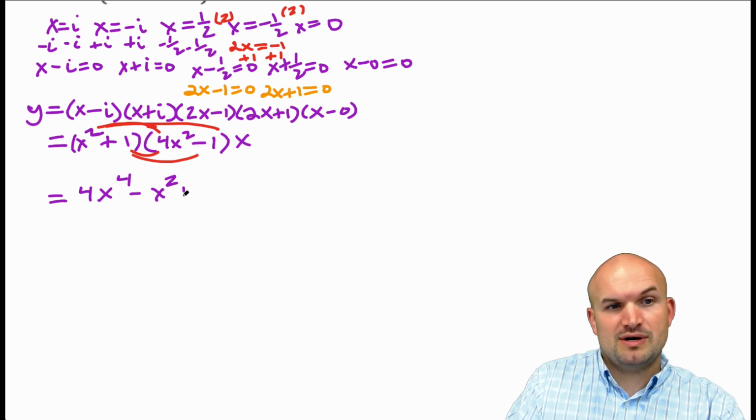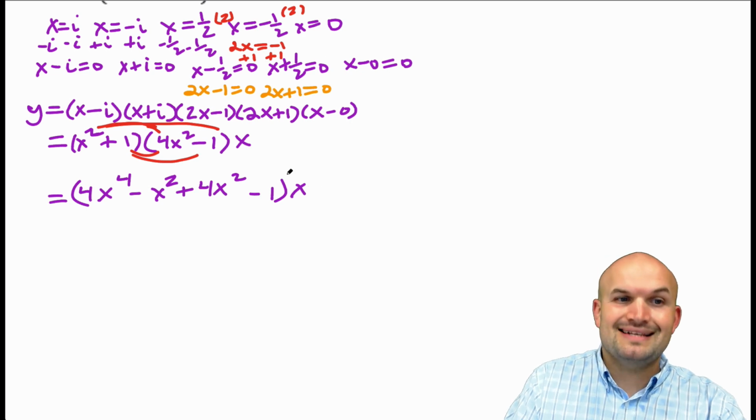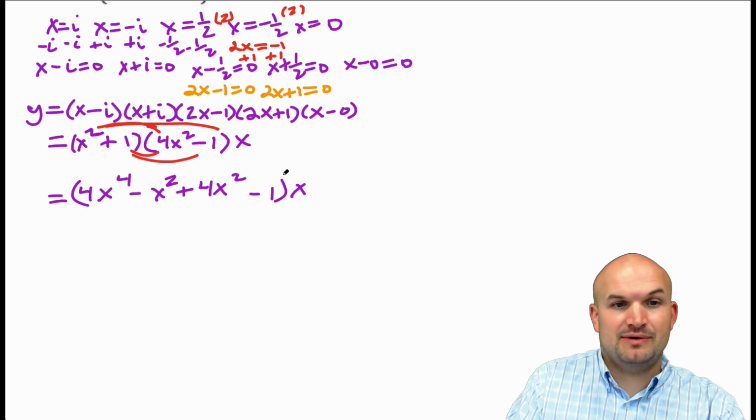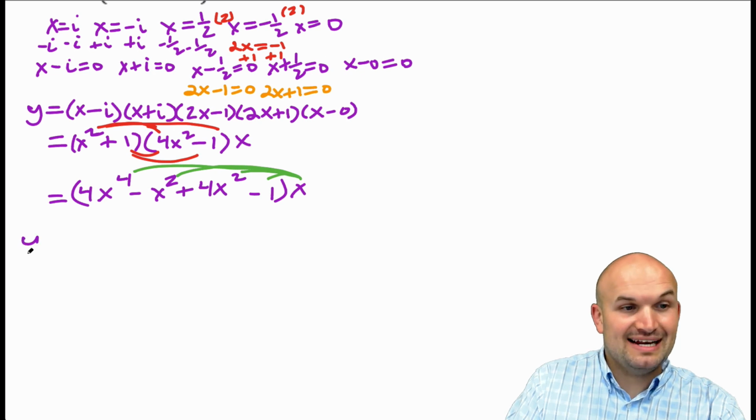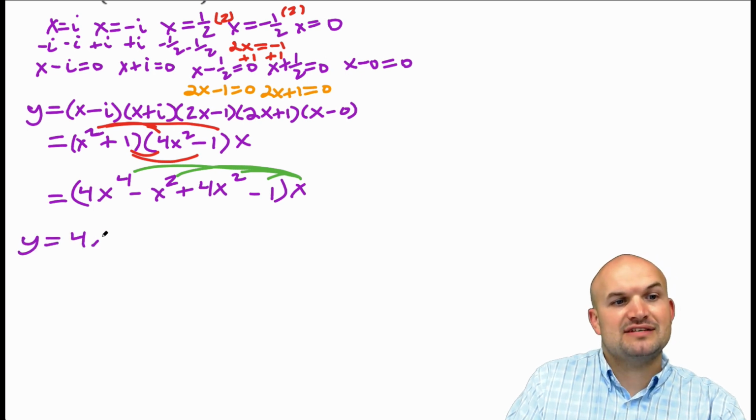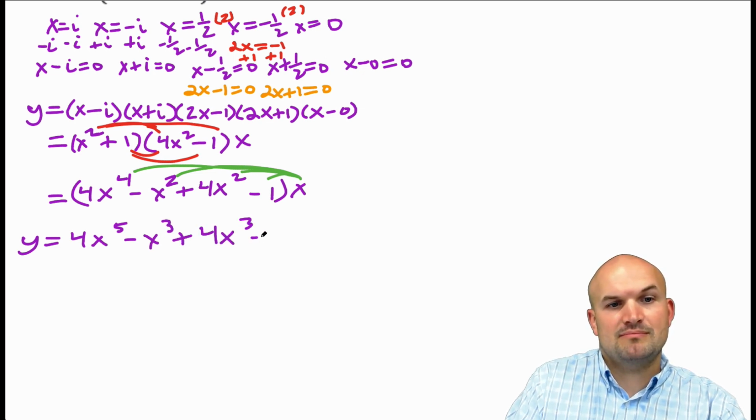1 times 4x squared is going to be a positive 4x squared. And 1 times negative 1 is going to be a negative 1. But remember, this is all still multiplied by x. Now I'm going to apply the distributive property with this x, so I multiply this times every single term. And now I have my final equation as 4x to the 5th minus x cubed plus 4x cubed minus x.